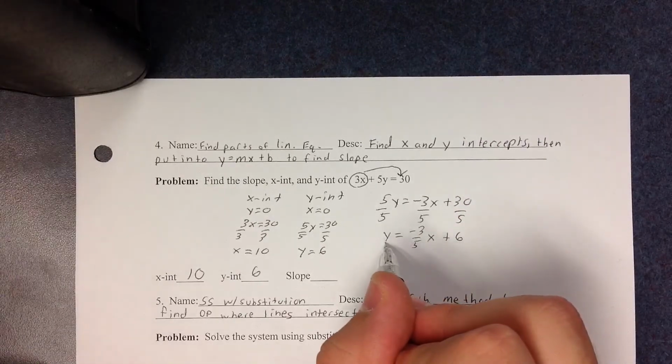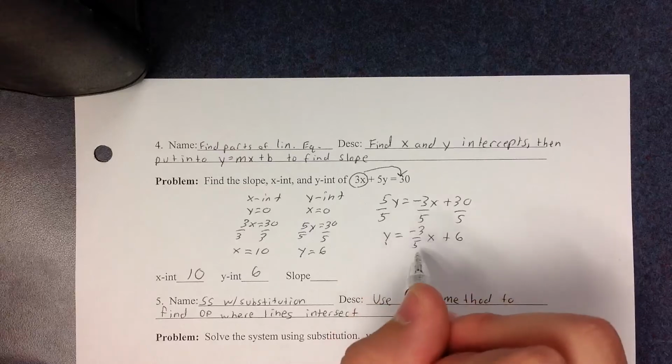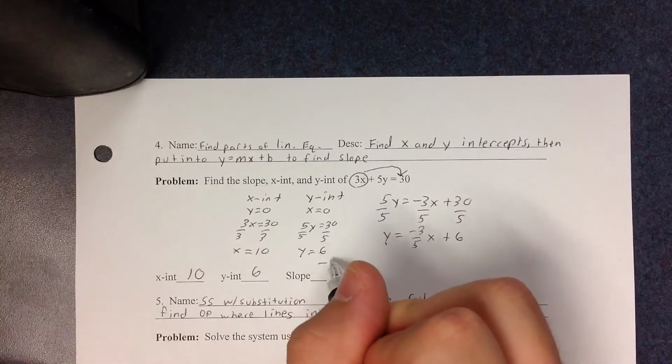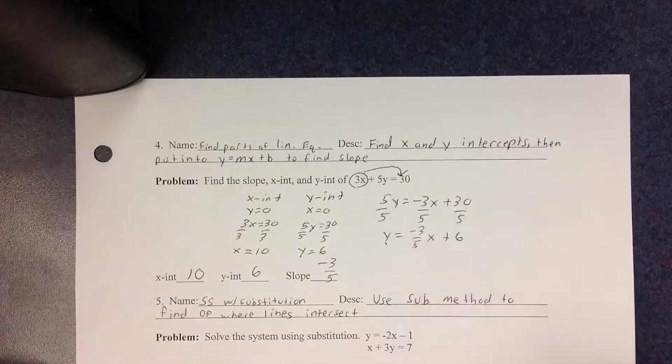So now that the y is by itself, it's in slope-intercept form, and the slope is the number in front of x, so it would be negative 3/5.